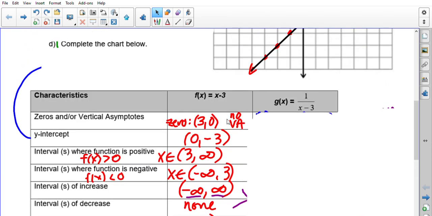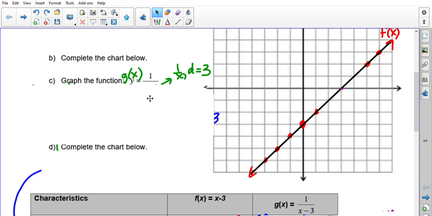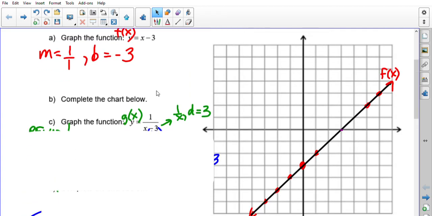Okay, so now that we've done that, we're going to scroll back up and go to part C. And if you notice, the equation here is the reciprocal. So it's the reciprocal of f of x, because all we did was bring the x minus 3 down to the denominator and put it under 1. So we're going to call this g of x, okay? Or you can just label this as 1 over f of x.